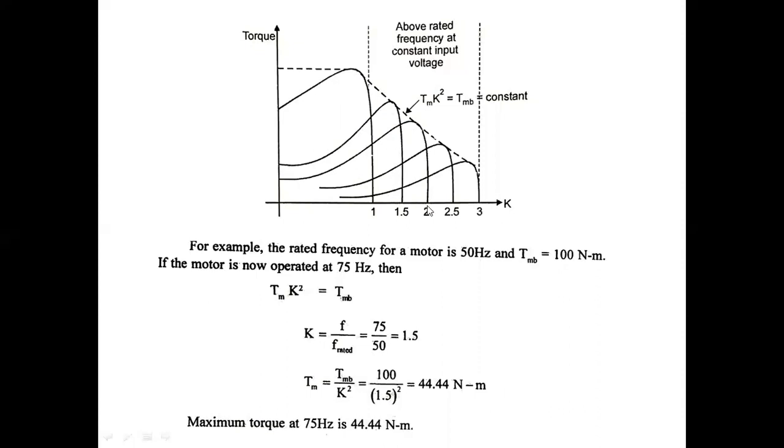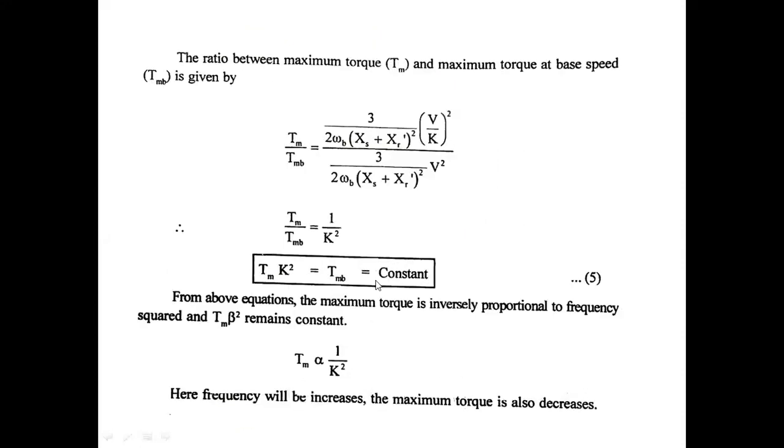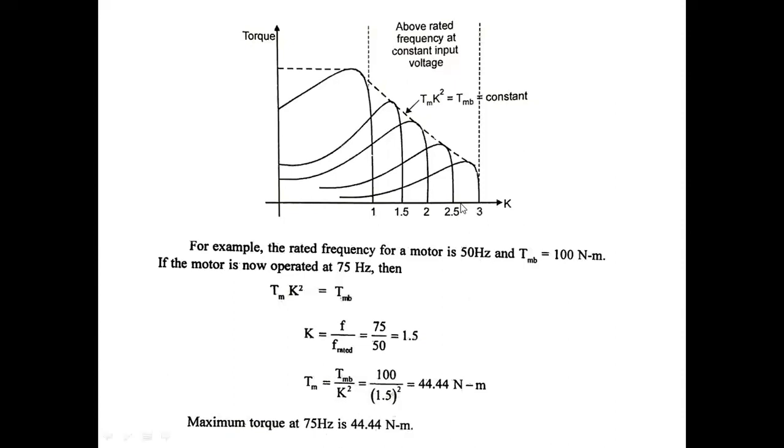Next, if I take k equals 2, then what happens? Further, the same relation. If k equals 2, this is 2 square, meaning 1 by 4. The maximum torque is further decreased. From here to here, the maximum torque has fallen. This is another curve. So we can have different curves for different values of k.